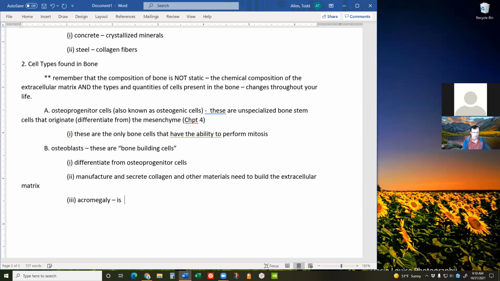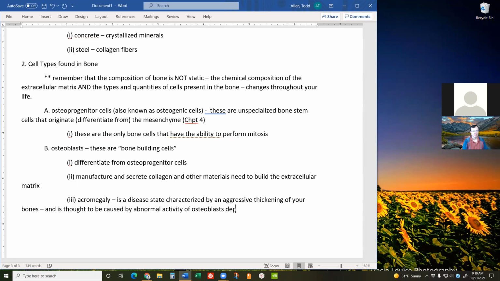Acromegaly is a disease state characterized by an aggressive thickening of your bones and is thought to be caused by abnormal activity of osteoblasts depositing too much extracellular matrix.